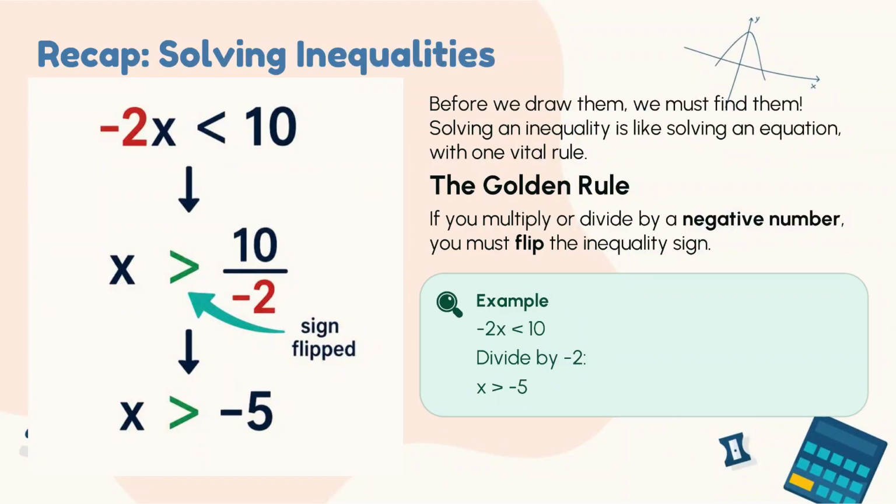Before we draw inequalities, we need to be able to solve them. Solving an inequality is very similar to solving an equation. We use inverse operations to isolate x. But there is one vital rule. If you multiply or divide by a negative number, you must flip the inequality sign. For example, negative 2x is less than 10. To solve it, we divide both sides by negative 2. Because we divide by a negative, the sign flips, so x is greater than negative 5.